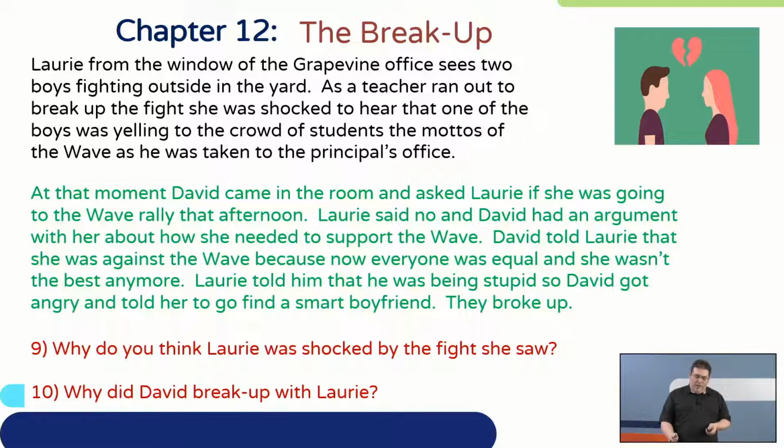Rallies like the get-together to cheer from the students. Lori said no, and David had an argument with her about how she needed to support the wave. David told Lori that she was against the wave because now everyone was equal and she wasn't the best anymore. So David's like, you don't like the wave anymore because remember you used to be the best in the class, the little princess who knew all the answers and got all the A's? And now everyone's equal, so you feel like you're not special anymore. Lori told him that he was being stupid. So David got angry and told her to go find a smart boyfriend. And they broke up.